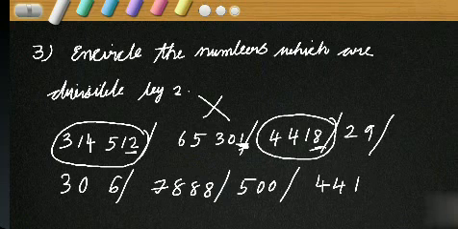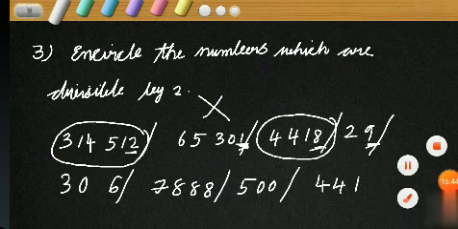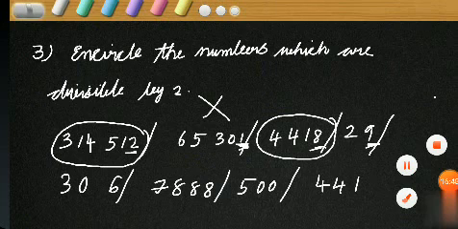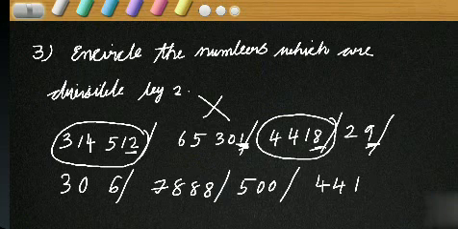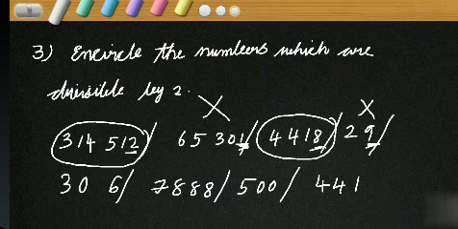What about the coming number 29? Here we need to consider the last digit only. Which is the last digit here? Last digit here is 9. What about 9? Is 9 an even number? No, 9 is not an even number. So what can be concluded from this? 29 is not divisible by 2. So we need not encircle this number.